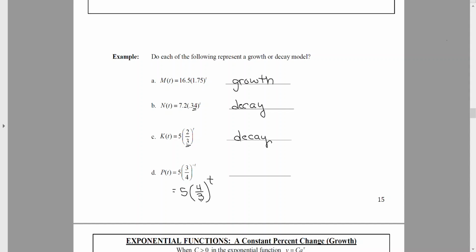All right, so now when I look at my model, 5 is my initial amount, 4/3 now is my a value, and because 4/3 is greater than 1, that's about 1.3333 repeating, that's going to mean that we're talking about a growth model. Got to be careful about that exponent. Our exponents have to be positive, and to make that negative t a positive t, we had to take the reciprocal of 3/4, which is 4/3.